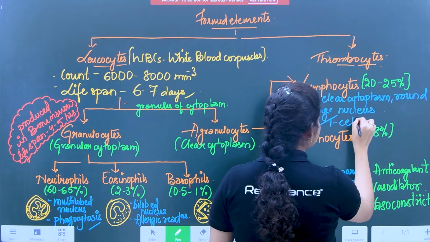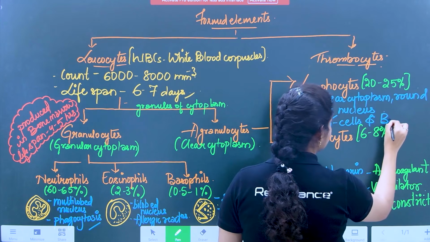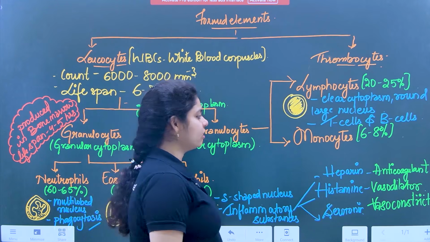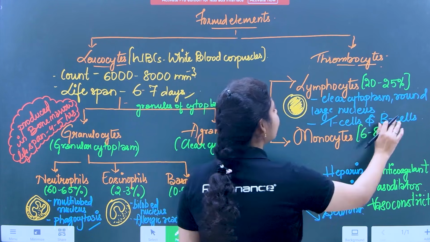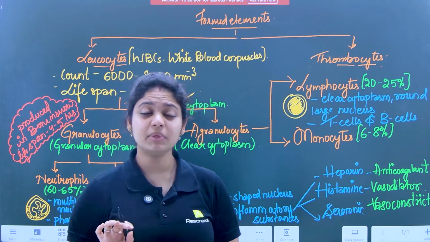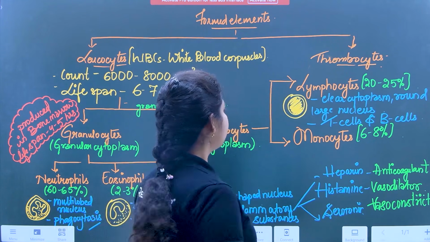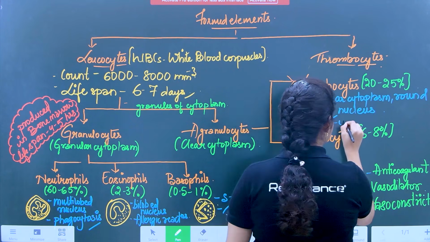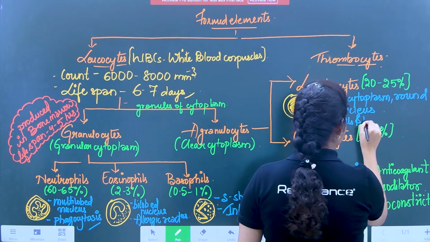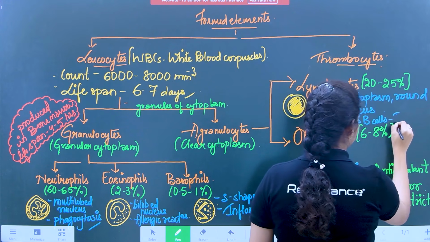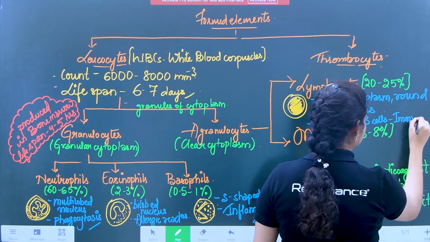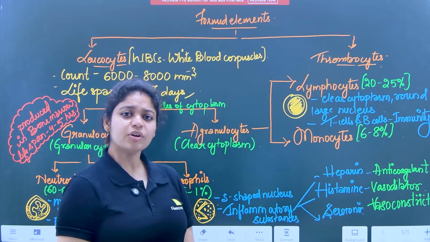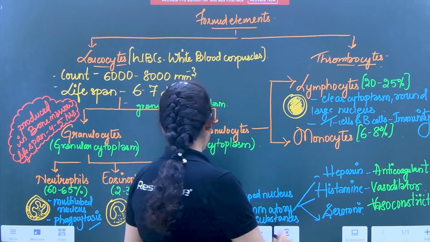It is of two types. What are those two types? T cells and B cells. These are helpful for providing nothing but immunity. T cells and B cells for immunity. Got it?